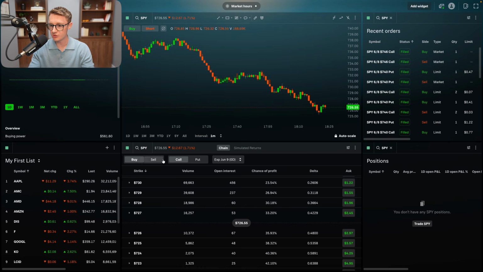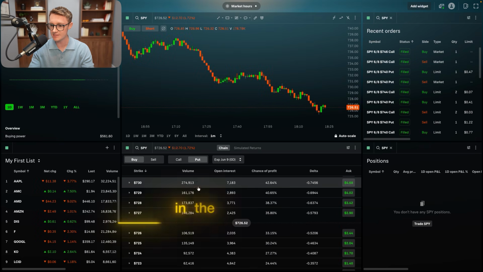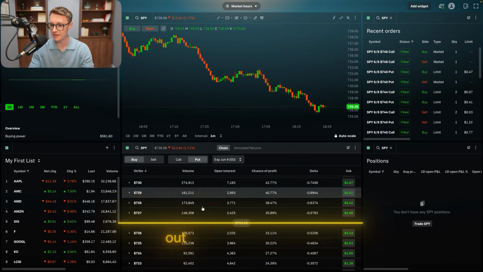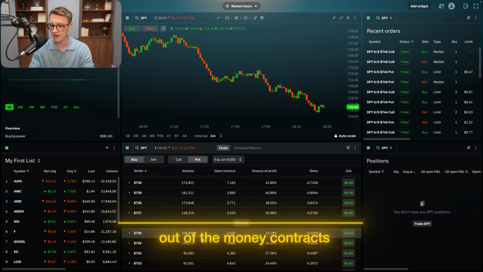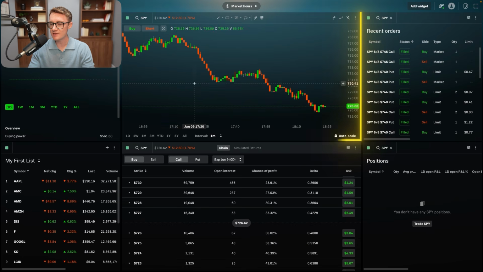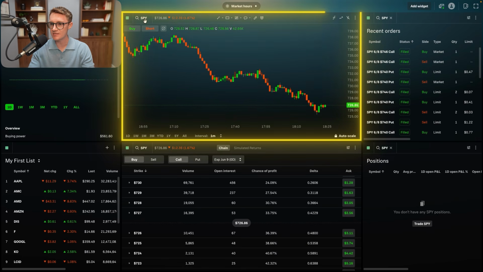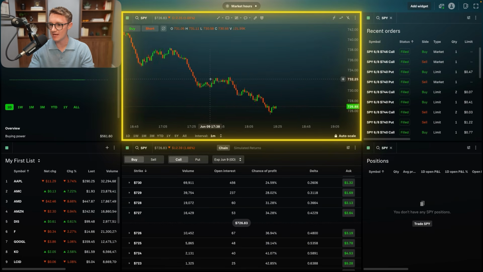And if we flip over to the puts, it's just going to be the opposite. Anything above the current share price, these are now going to be in the money. Anything below the current share price, these are now going to be out of the money. On the top left screen here, we can see we're looking at the SPY chart. This is a 1-minute candlestick chart.